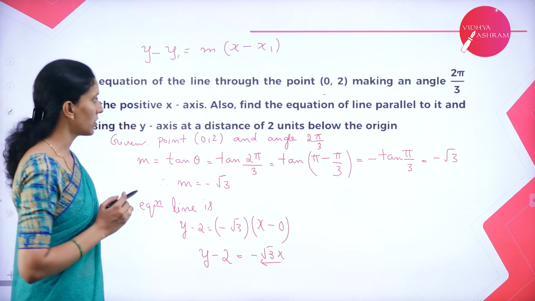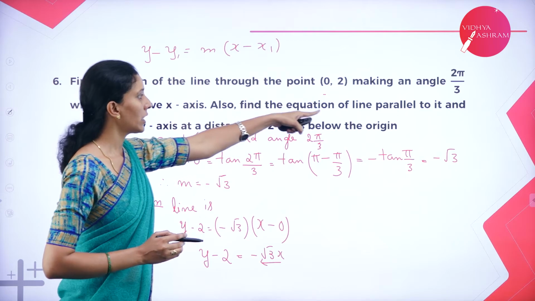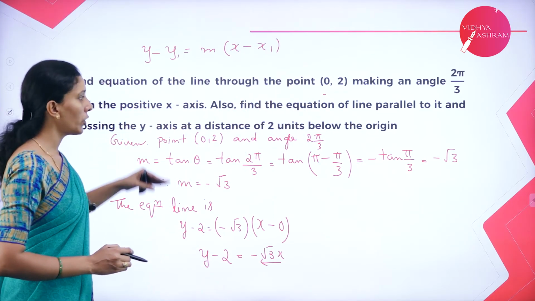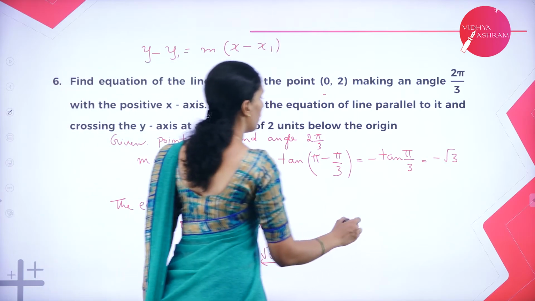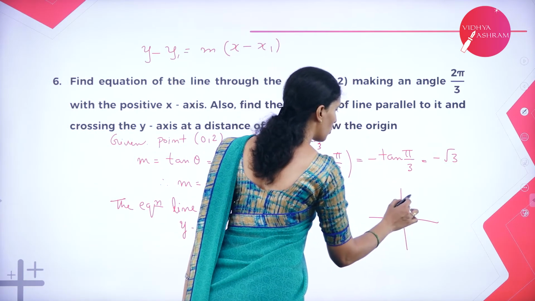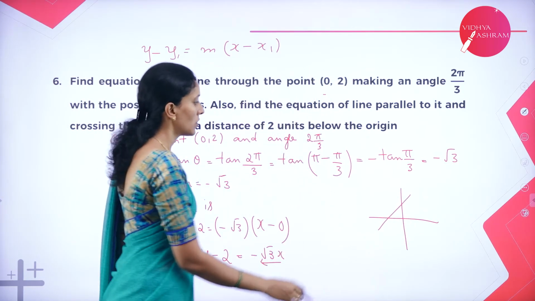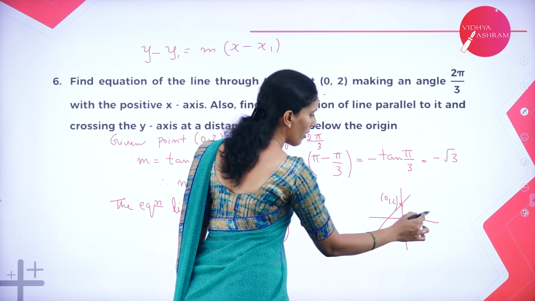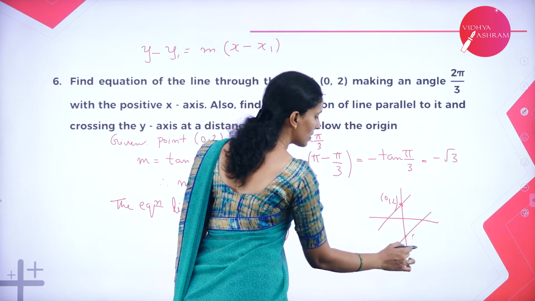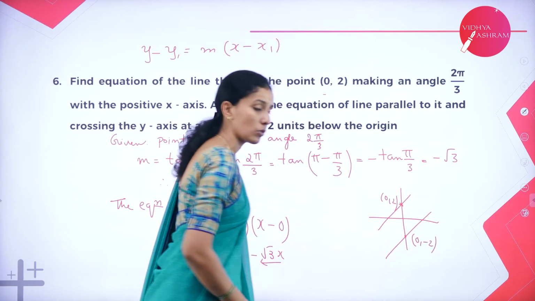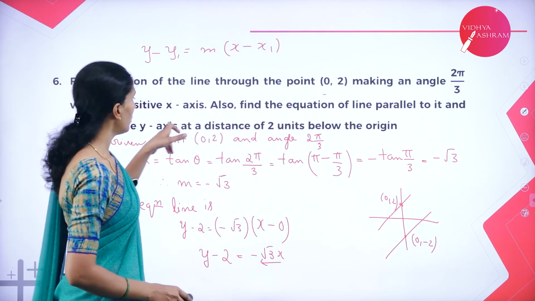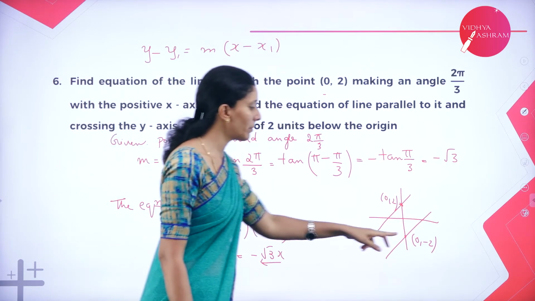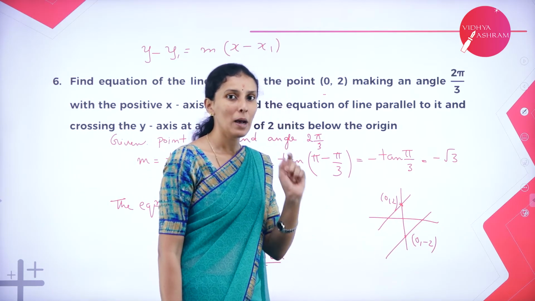Now one more condition is given. We have to find the equation of line parallel to this line, which is 2 units below the y-axis. At first time it was 2 units above the axis. So the point here, we can write it as 0, 2. Now I need to find the parallel line. So this point is now 0, minus 2. They have clearly said it is at a distance 2 units below the origin. So below origin means your y coordinate will be minus 2.